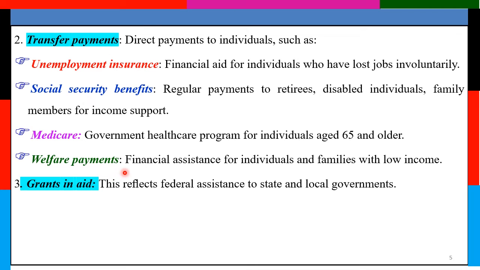Welfare payment is financial assistance for individuals and families with lower income, which we already defined. The third type of government expenditure is grants in aid. This reflects federal assistance to the state and local governments.